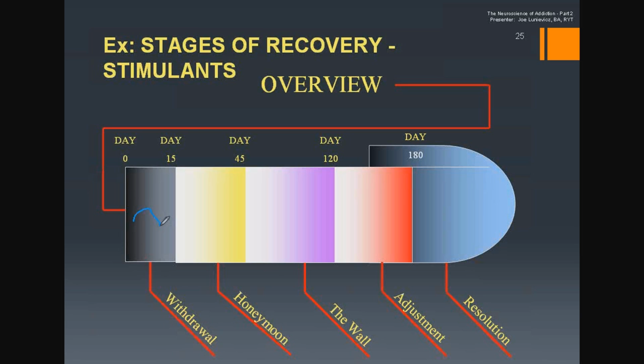There may be depression, difficulty concentrating, severe craving. There may still be contact with stimuli, people, places, and things. Someone may sleep a tremendous amount. So that's the withdrawal stage. The honeymoon stage is what happens from 15 days to 45.